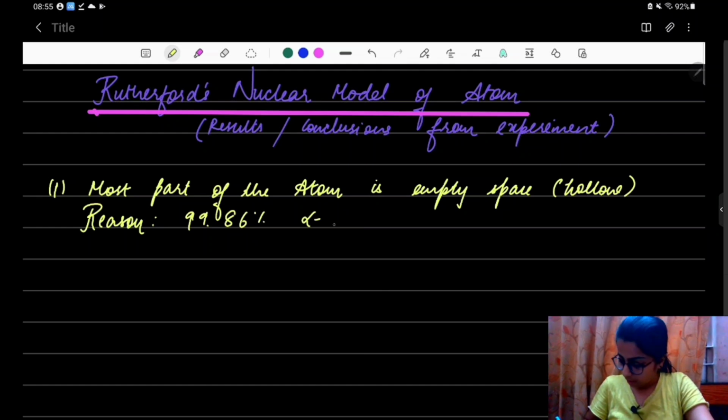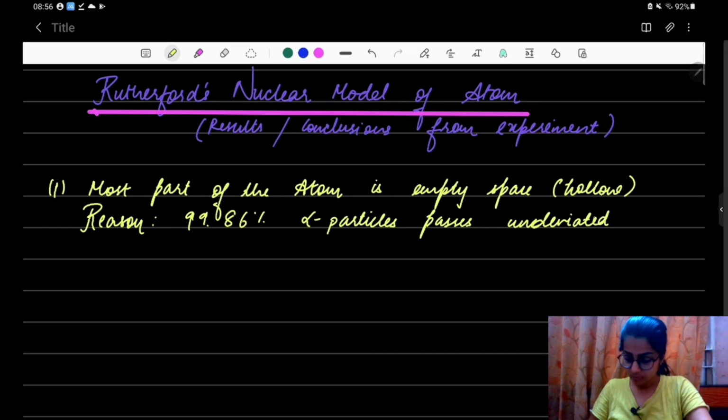99.86% of alpha particles pass undeviated. That's why Rutherford said that yes, most part of the atom is empty space.